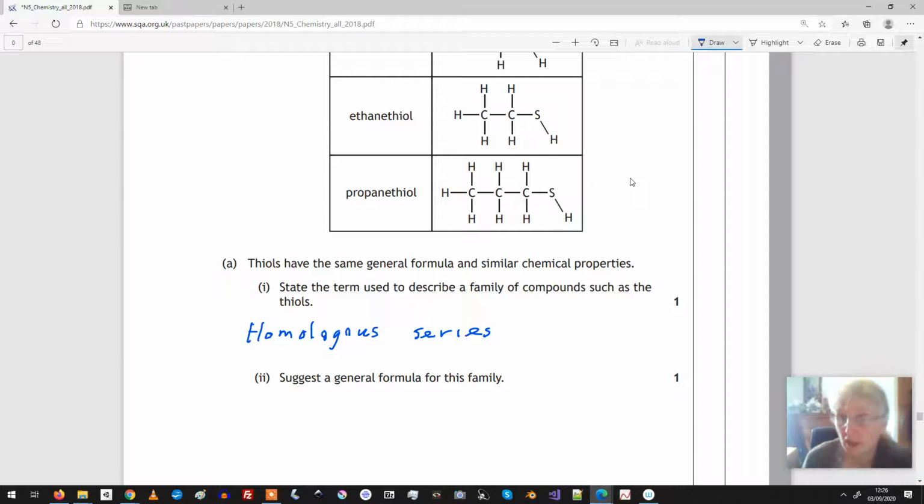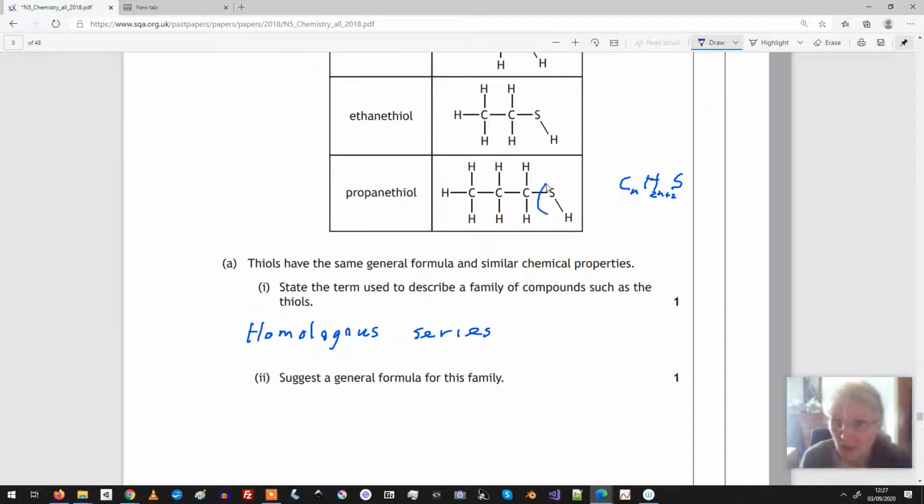They would just write a C, an H and an S, and they would put an N next to the C and a 2N plus 2 next to the H, because if you count all the H's, then there are 2N plus 2 of them, and there's one of the S's. Now, if you did write that, you would get the mark, but it's not really right.